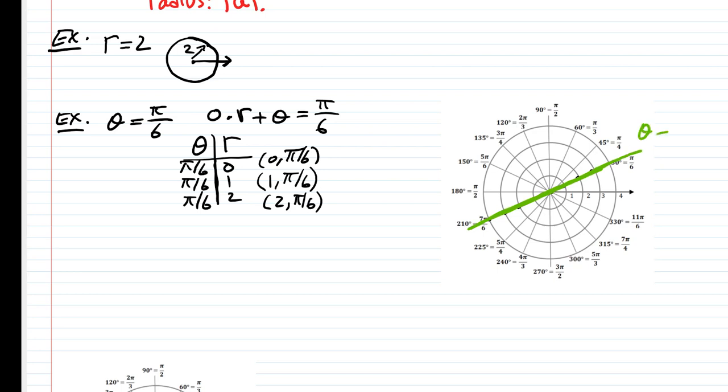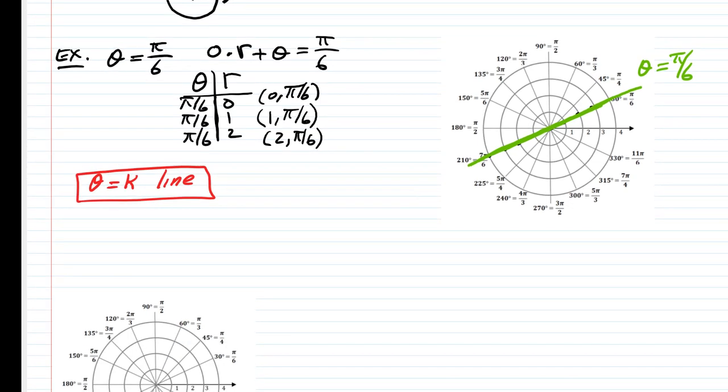So this is the equation, theta equals pi over 6. The graph of that is going to be a line. Therefore, theta equal to a constant. Let's just generalize this one now. Theta equal to a constant, call it k, is going to be a line, right? That's going to be just a straight line.